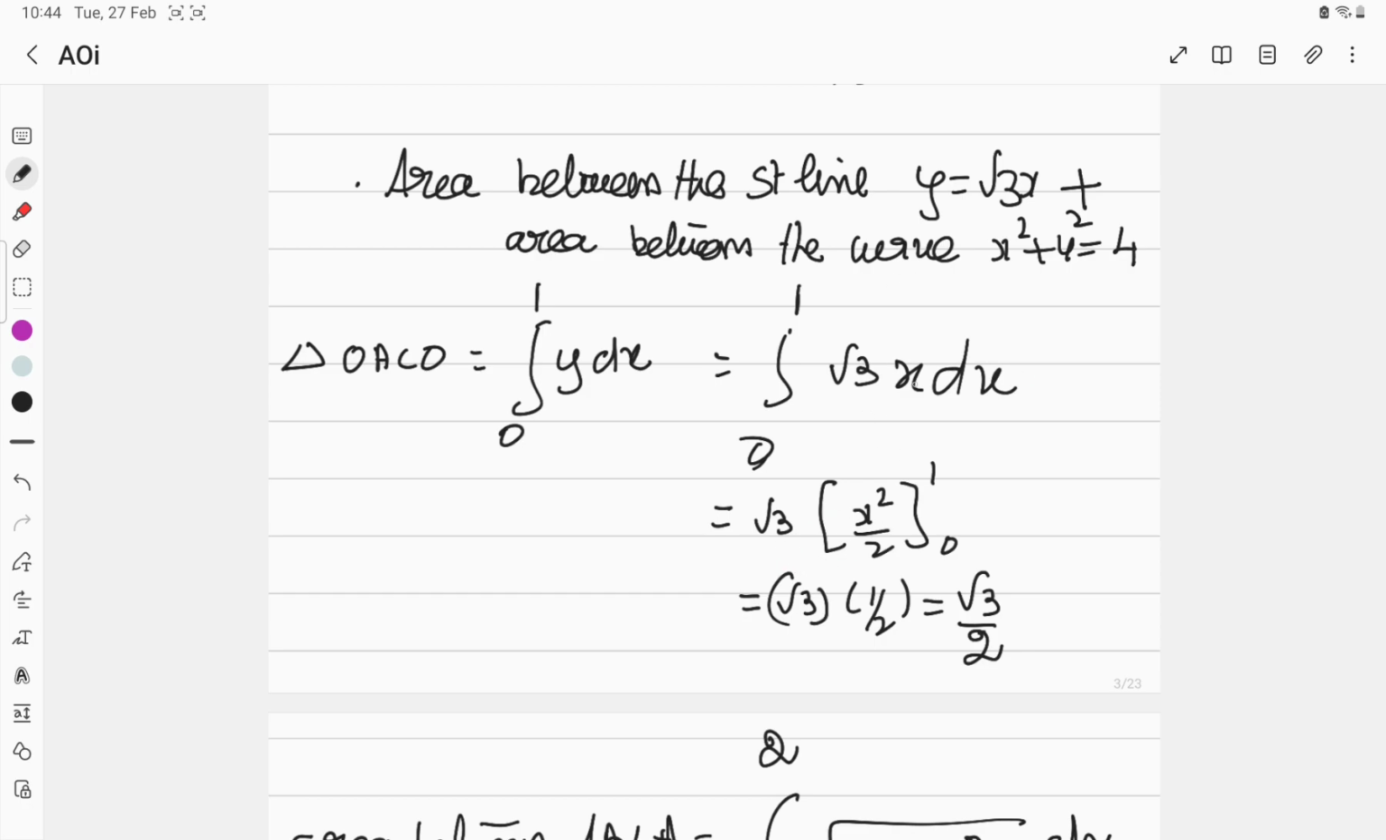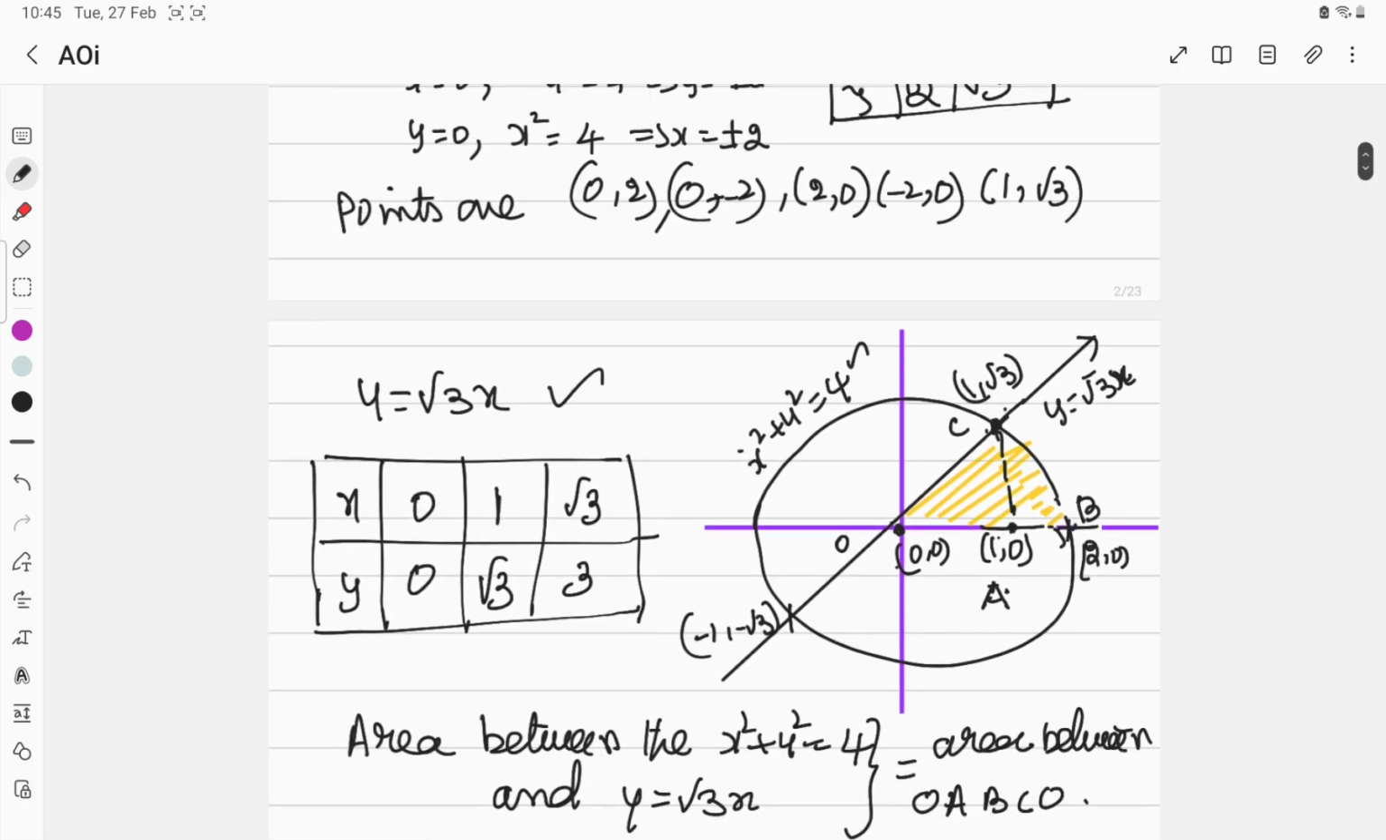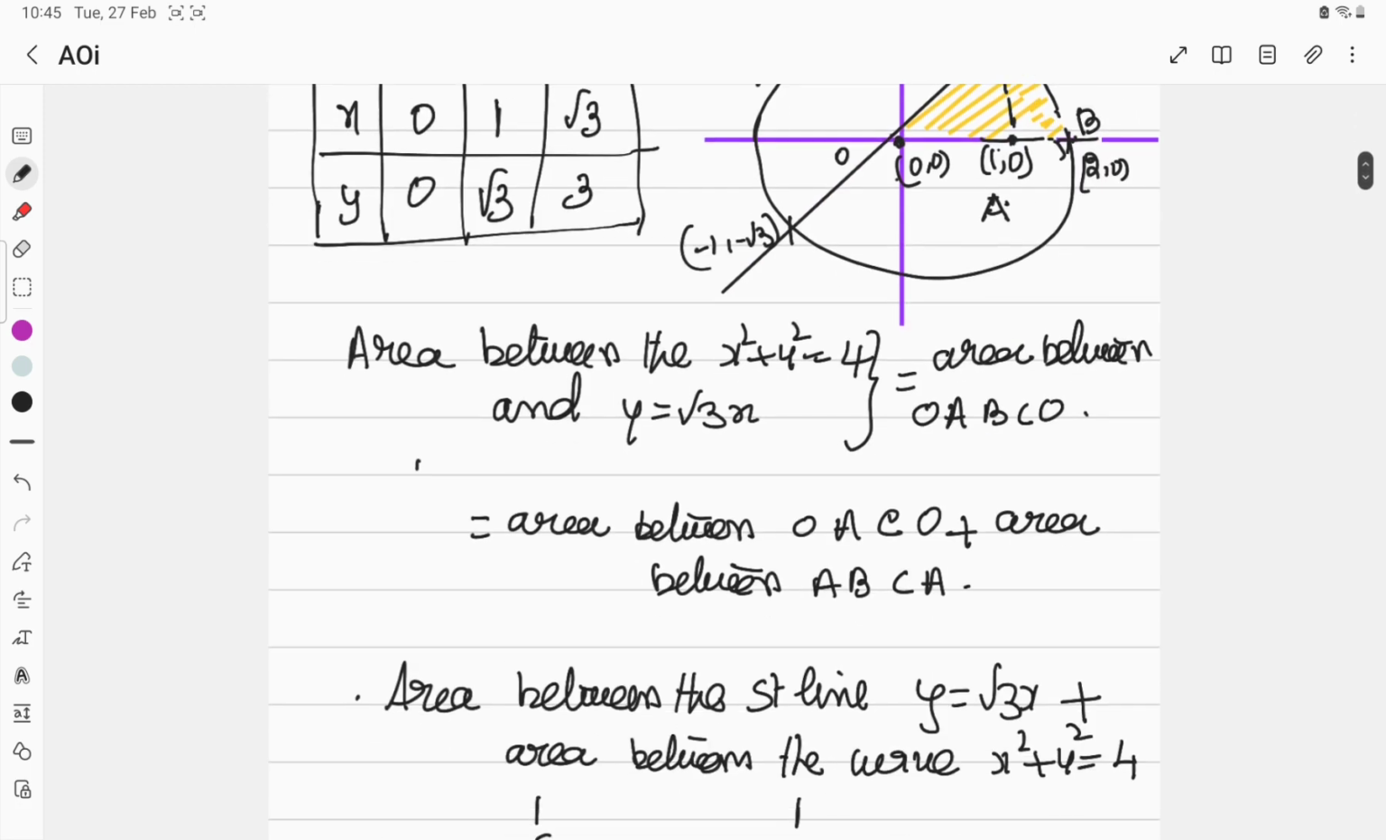We have to solve this: integral of x is x square by 2. So put the upper limit and lower limit. We get root 3 by 2. That is the area between the line and the x-axis. Then area between ABCA.